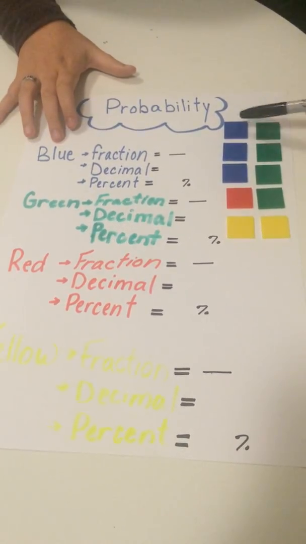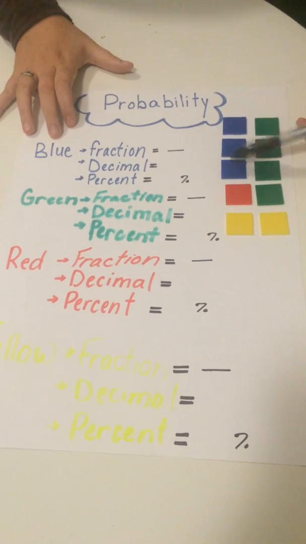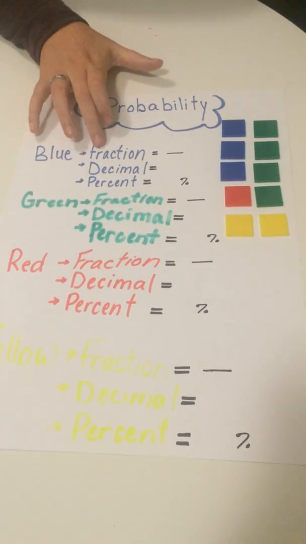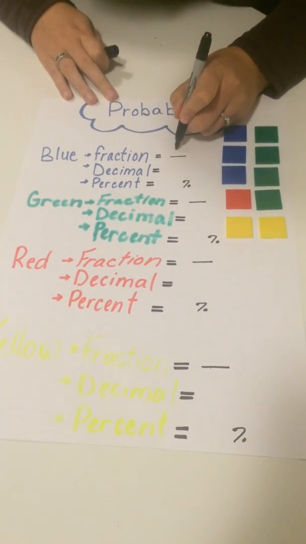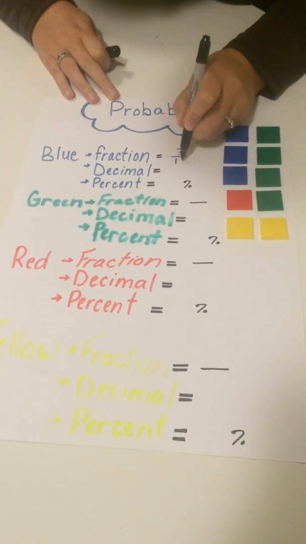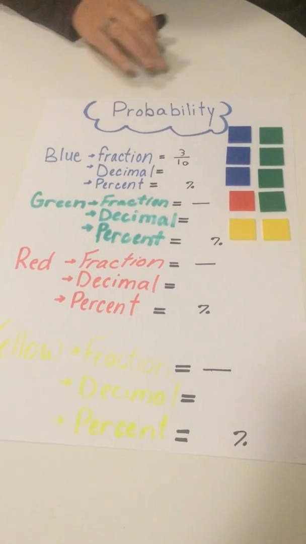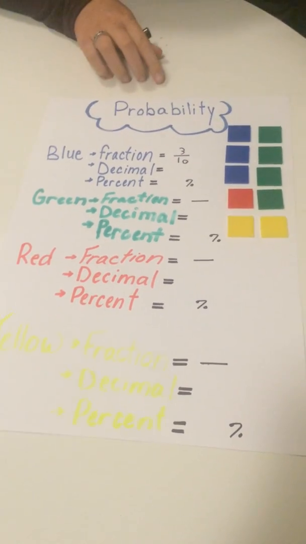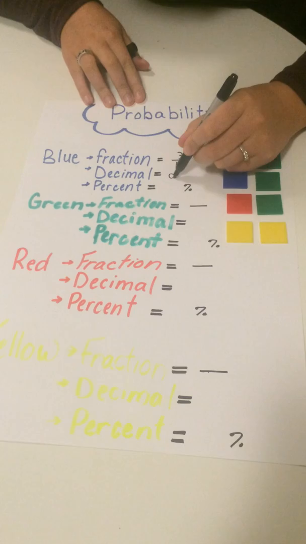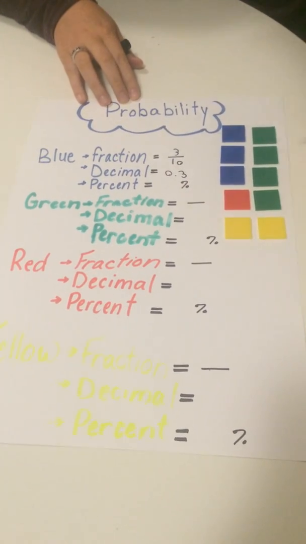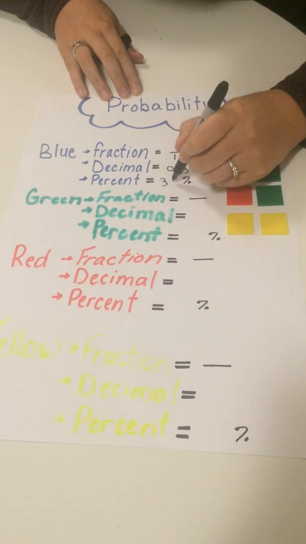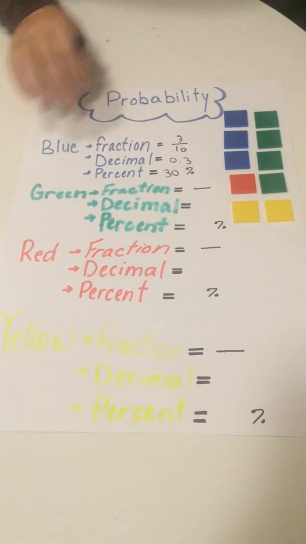And now we will count our blue ones. 1, 2, 3. Can anyone represent this as a fraction? 3 out of 10. Very good. What if we were to represent that as a decimal? 0.3. And lastly, as a percent? 30%. Very good. So next we're going to move on to green.